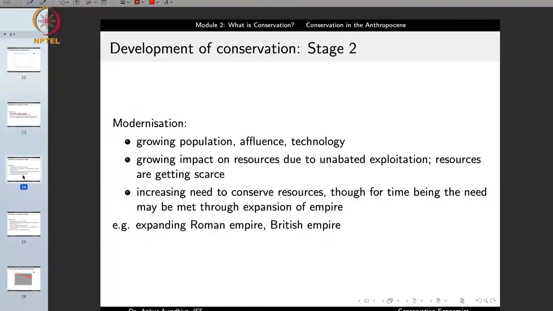So with the beginning of modernization, we start seeing a growth in population, a growth in affluence, and a growth in technology. And so there is a growing impact on the resources due to unabated exploitation, and resources are now getting scarcer with time. So with the development of modernization, we started feeling a crunch: our population is growing fast, it is growing more and more affluent, and we are getting more and more technology. But now there is a dearth of resources.